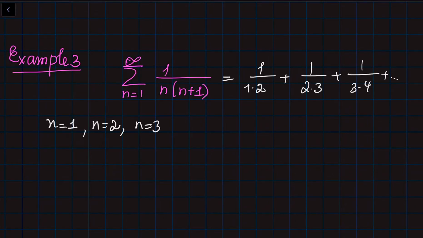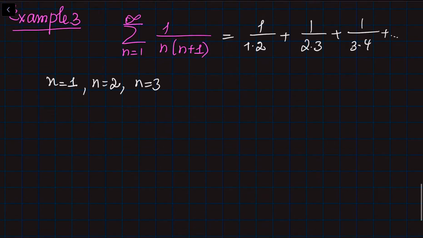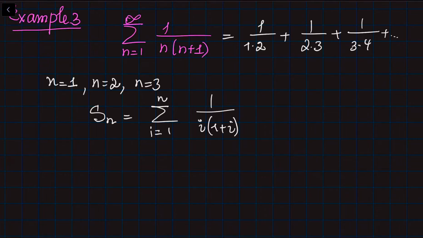So I really like this series because it is possible to split it into two parts. Before we do this, let me define the partial sum. If you remember, the partial sum is the sum of the first n terms of a series. It's going to be the summation of the terms, with i going from 1 to n, of 1 divided by i times (i plus 1).